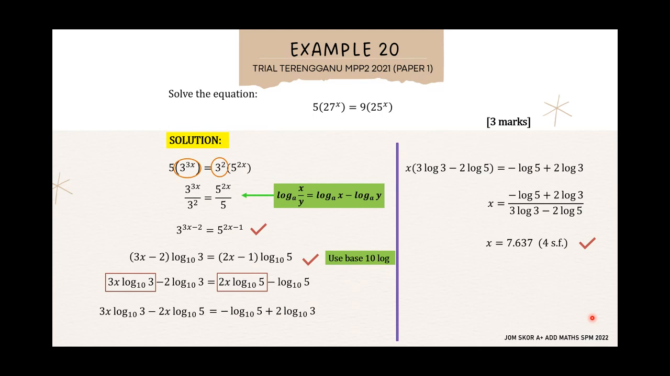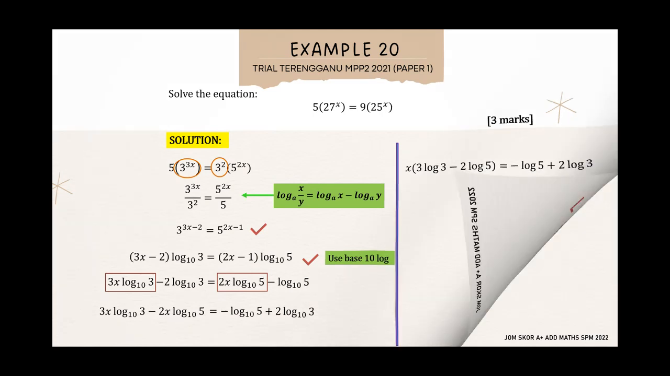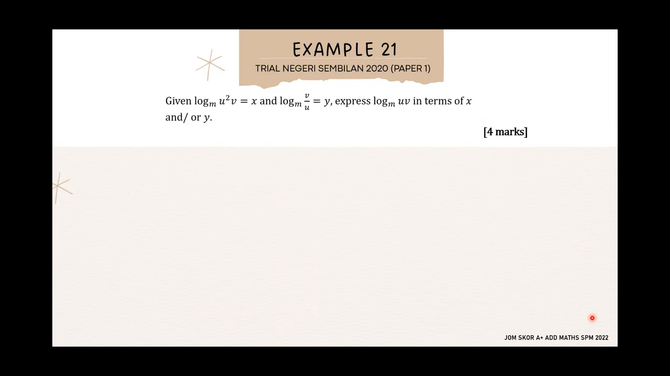Okay, terusnya. Example number 21, trial negeri 9, 2000. Given log u square v base m is equal to x and log v over u base m is equal to y. Base sama base m. Soalannya, express log uv base m in terms of x or y. Okay, now log uv base m, kita nampak ada multiplication of u and v.